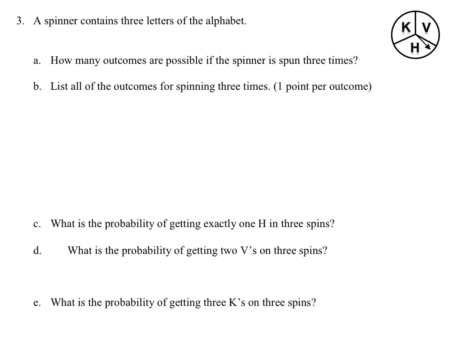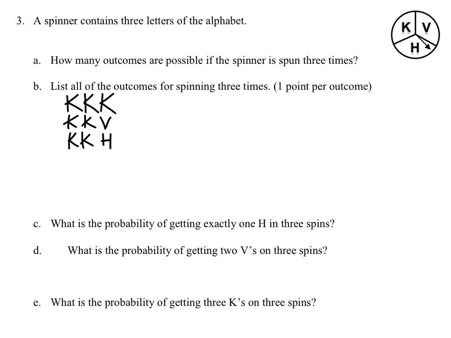The first one I'm going to show is if I spun a K, and then on the second spin a K, and then on the third spin a K. What about the second time? Maybe the second one's a K, but now I spin a V. What about the next one? If I spin a K, and then a K, and then an H.